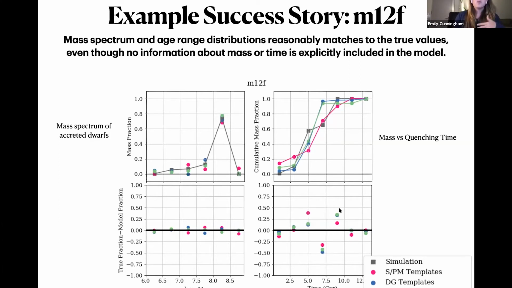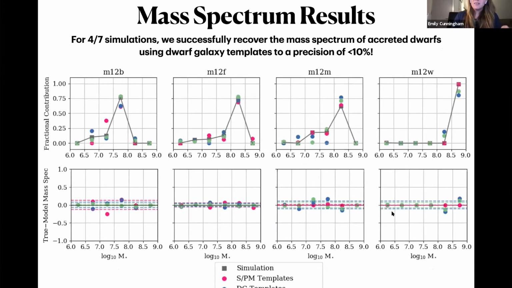On the right-hand side, I'm showing the fraction of mass accreted cumulatively as a function of progenitor quenching time. And you can see the residuals are a little worse, but again, really not that bad given that we didn't include any prior information in this model. And fortunately, M12F is not a unique success. For 4 out of our 7 Latte simulations, we can recover the mass spectrum of accreted dwarfs to a precision of less than 10% or better, which, to my mind, I considered a success. That was better than I thought it was going to go. And so this is very encouraging.